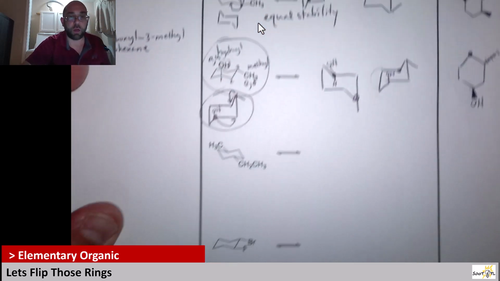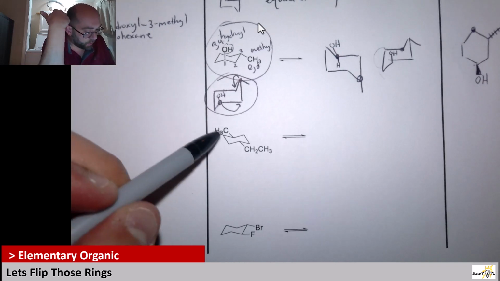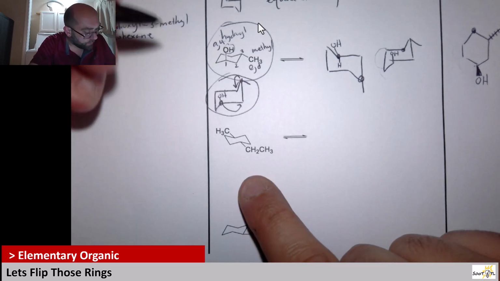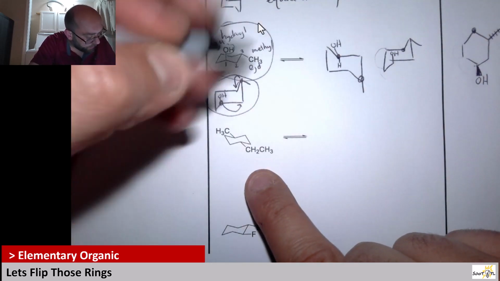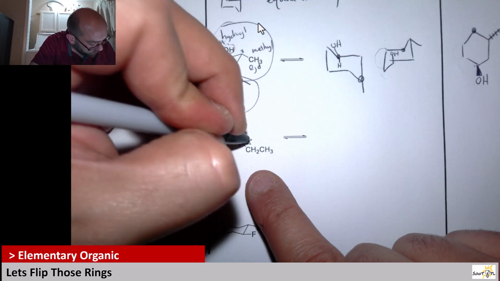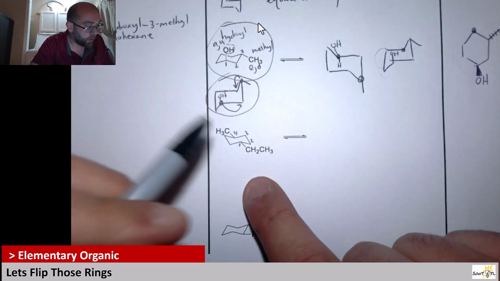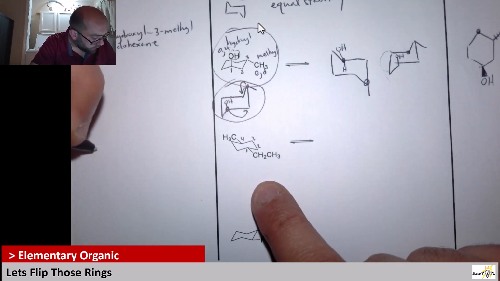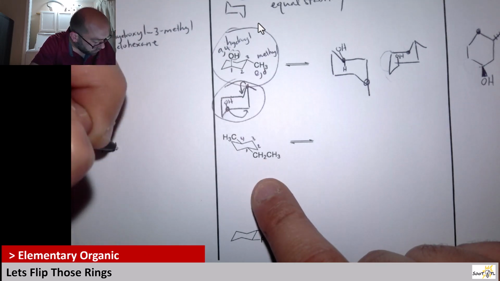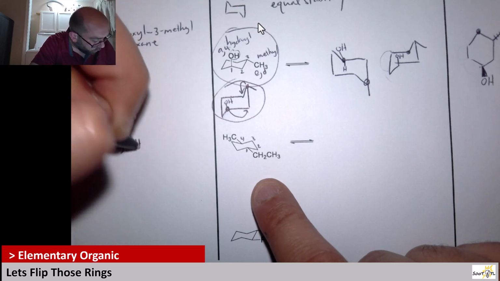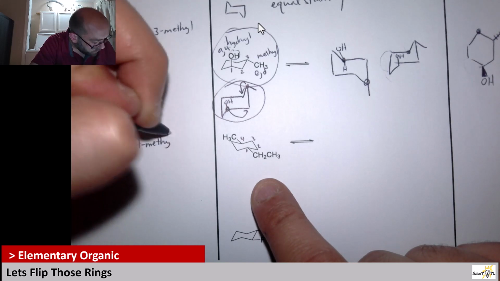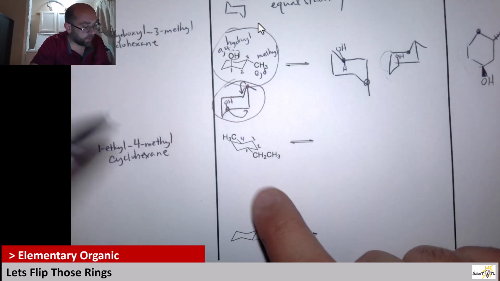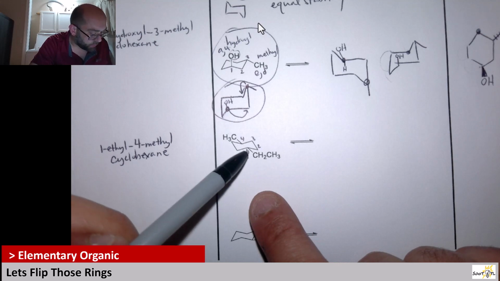Next, I have 2 equatorial groups. I have a methyl and an ethyl equatorial group. So E versus M, that means this is carbon number 1, 2, 3, 4. So it's going to be 1-ethyl, 4-methyl, cyclohexane. Then we have to look, are these cis or trans to one another?